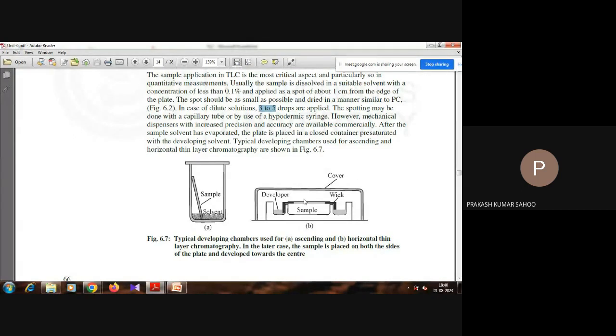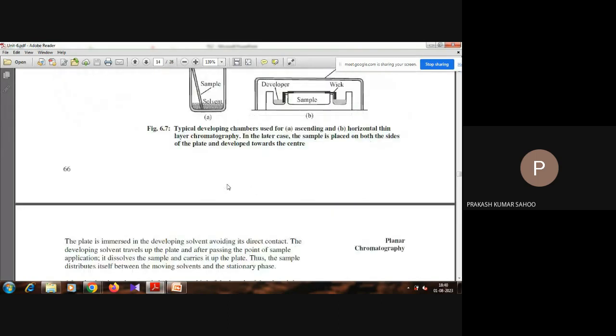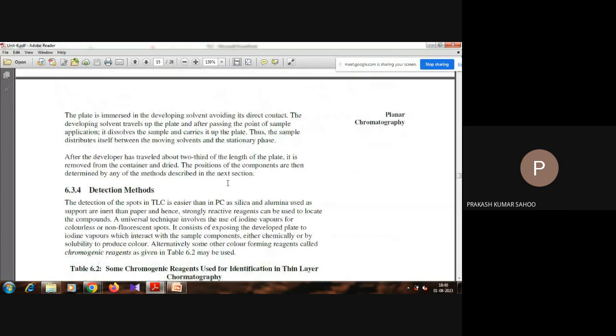And this is a horizontal thin layer chromatography, and this will be the ascending chromatography. The plate is immersed in developing solvent, avoiding direct contact. The developing solvent travels up the plate, and after passing the point of sample application, it dissolves the sample and carries it up the plate, that is the ascending part.